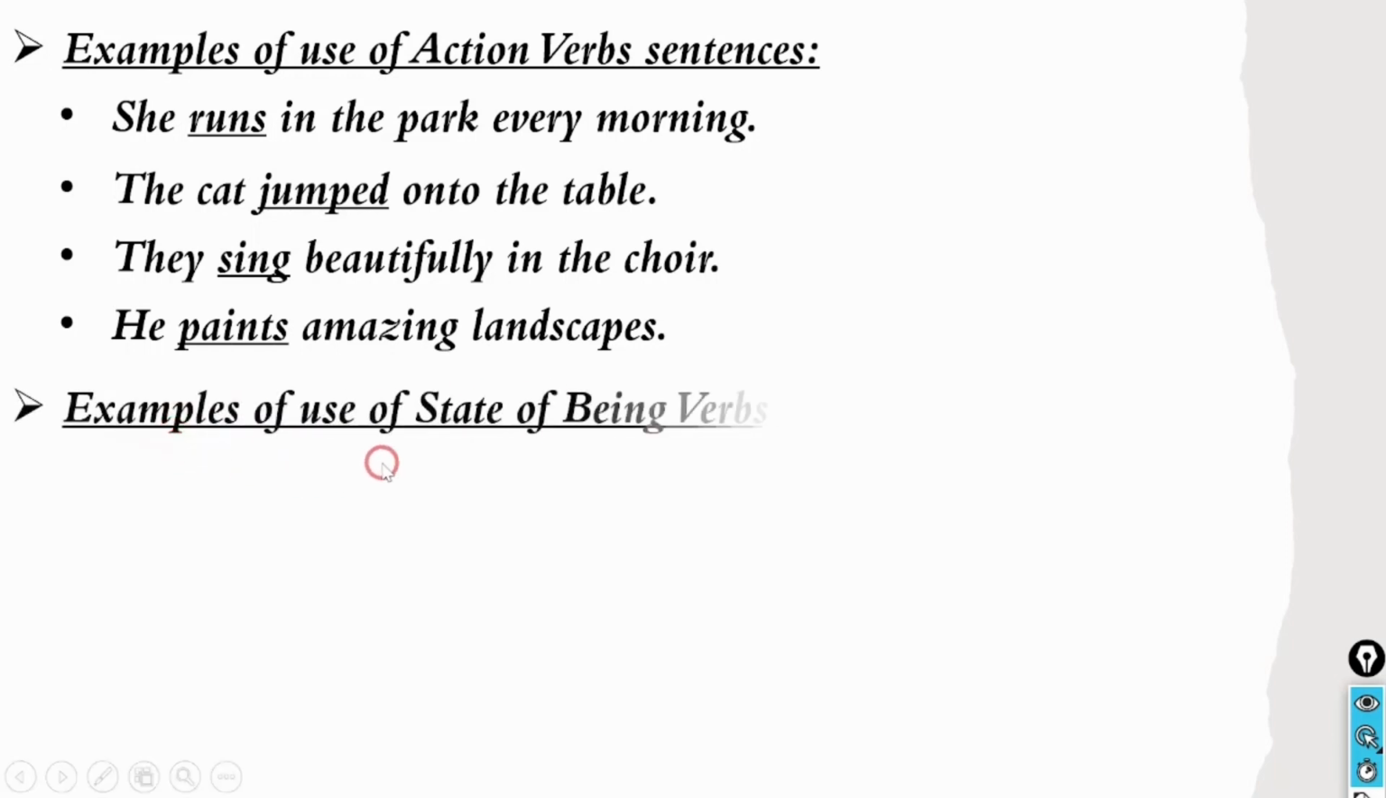Then examples of the use of state of being verbs in sentences. Those verbs which indicate the state of being, we look at how they are used in sentences.